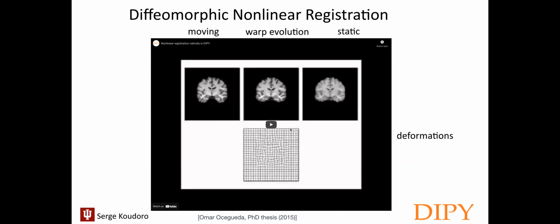You can see in this video a quick implementation that we have in DIPY that simulates the diffeomorphic nonlinear registration. As you can see, after many iterations, we deform our grid slightly in the middle, trying to search the local optimum, until we reach a stabilization point.